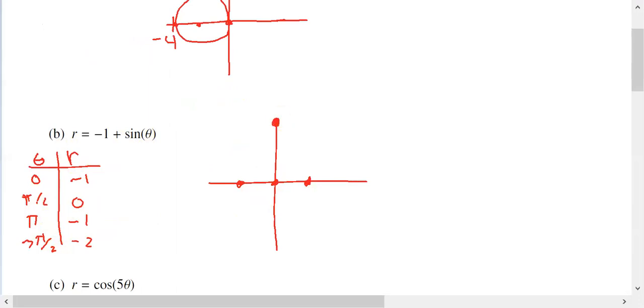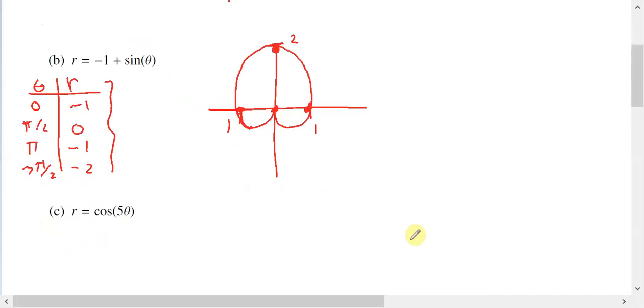So we can see that this draws sort of our standard cardioid, but it was presented in a different way. So something like that. And it wouldn't hurt to label these main points that I found as I went through there. But I'll certainly be able to see how you plotted it if you show me the values that you calculate.